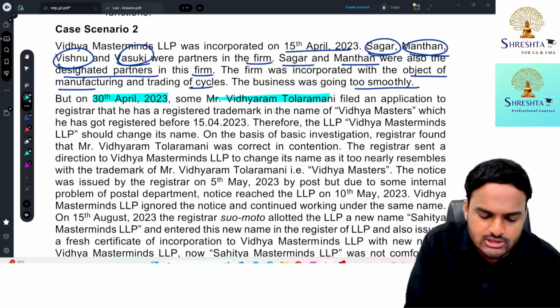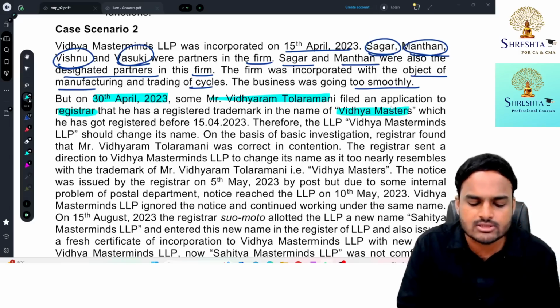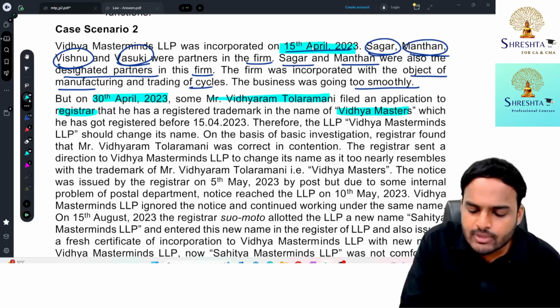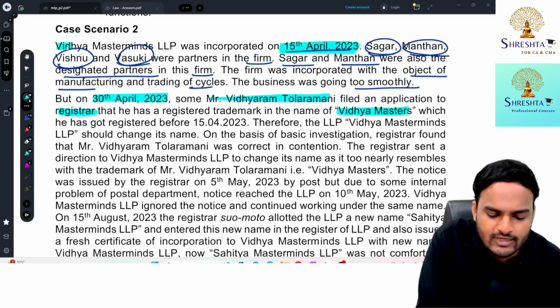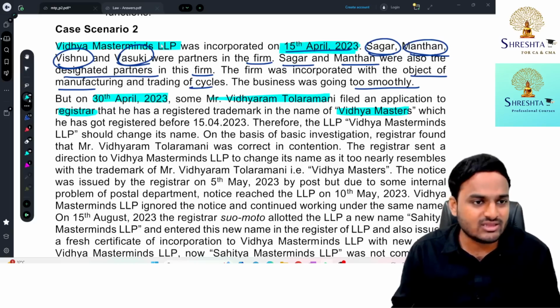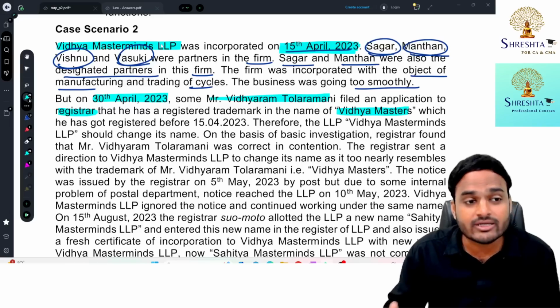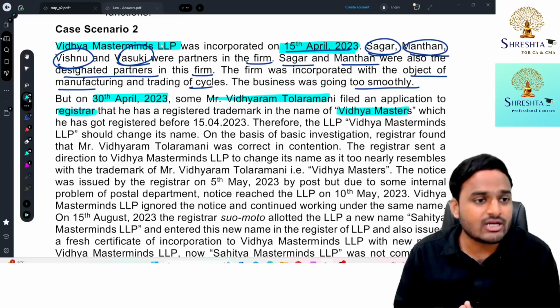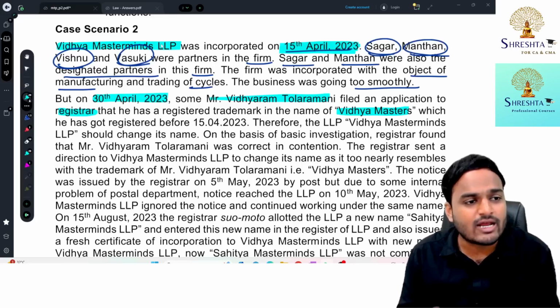Vidyaram filed an application to the registrar that he has a registered trademark in the name of Vidya Masters. The LLP was incorporated on 15th April 2023, and the name of the LLP is similar to the name of the registered trademark. In that case, the owner of the registered trademark can file an application with the registrar, with the central government. And what is the time limit for filing that application?